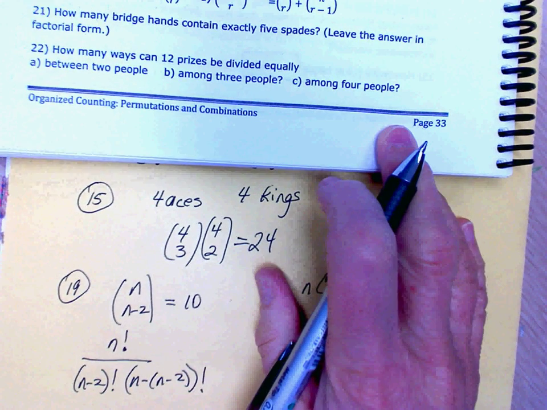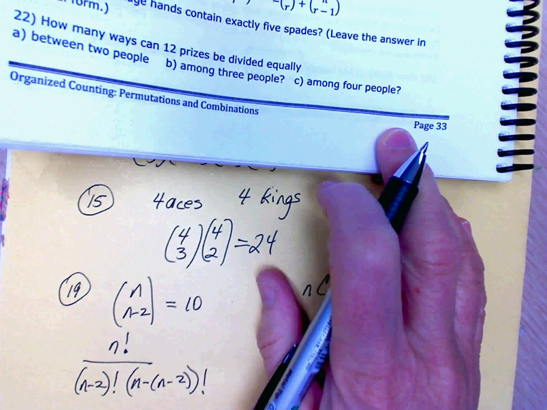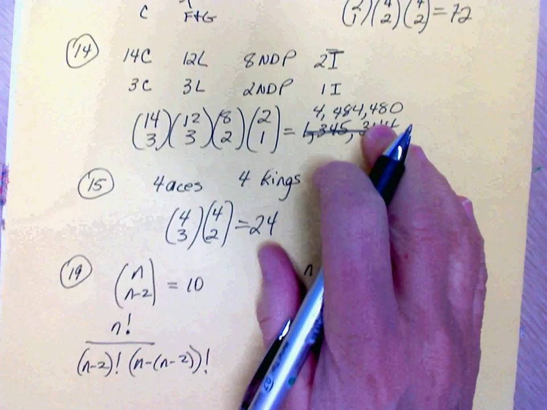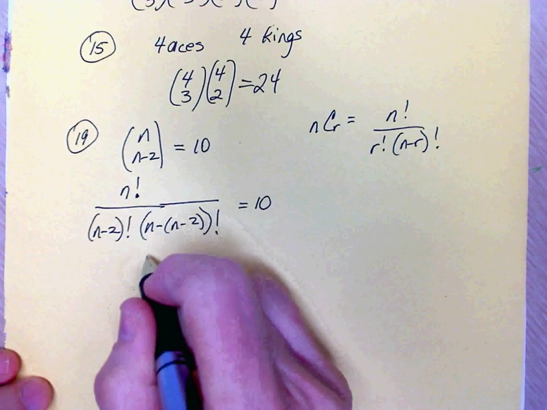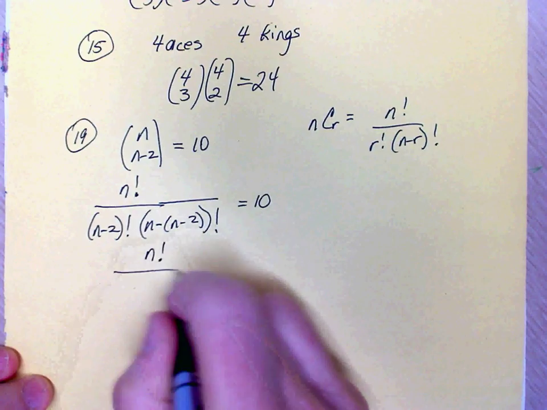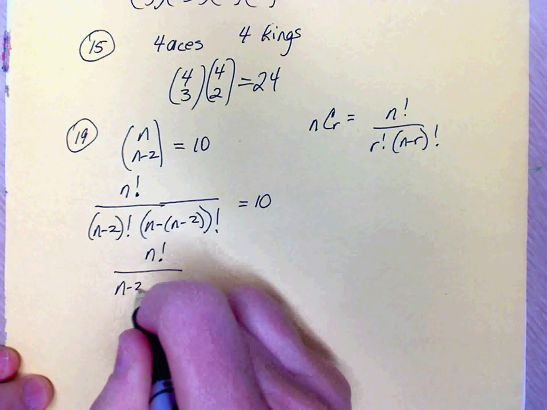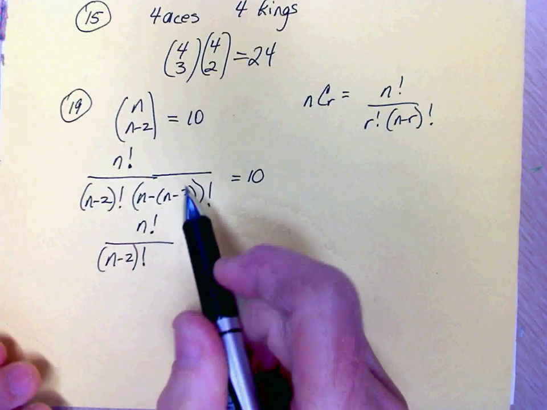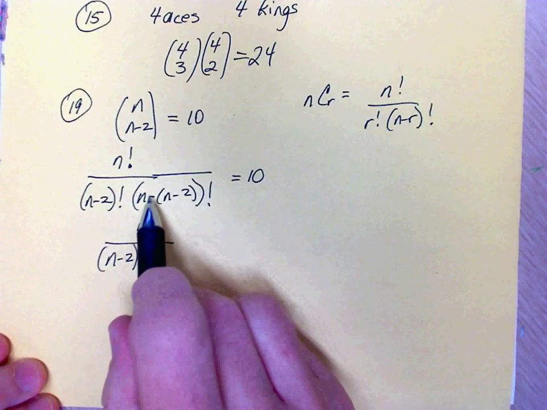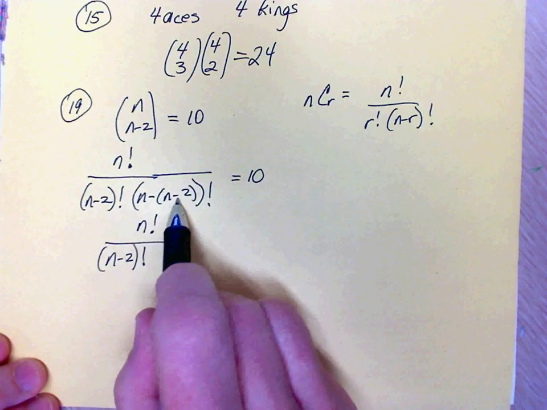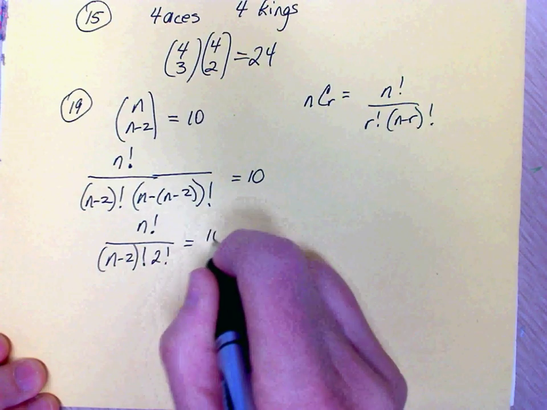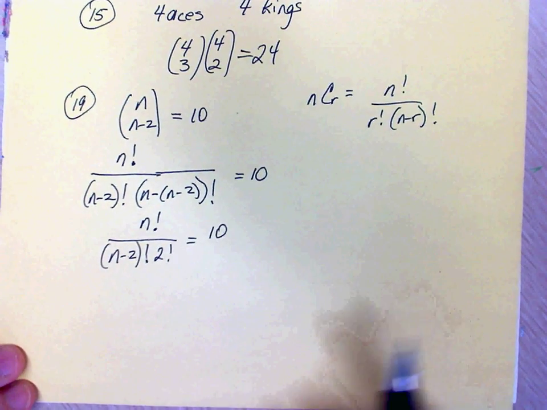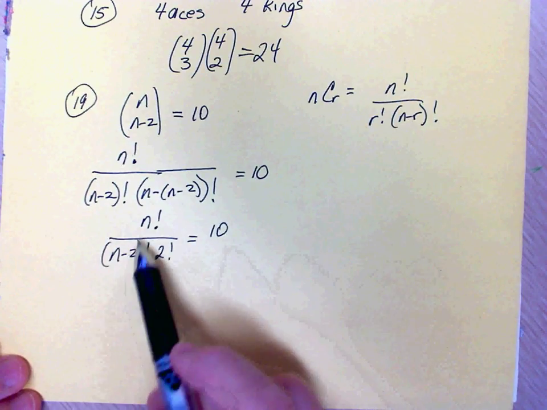Okay, I'll get rid of the book and then I have more flexibility here. And that equals 10. So we have n factorial all over n minus 2 factorial, and n minus n is 0, a minus and a minus is a positive, so that's 2 factorial equals 10. So before we can solve this equation, we need to get rid of the factorials.